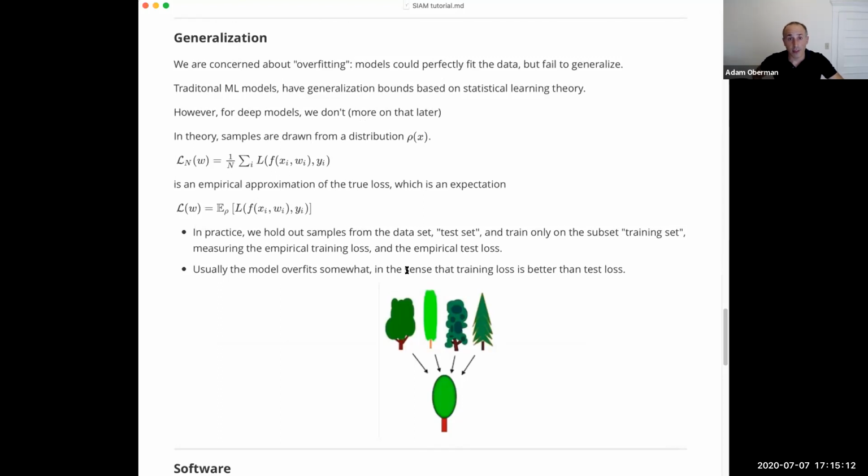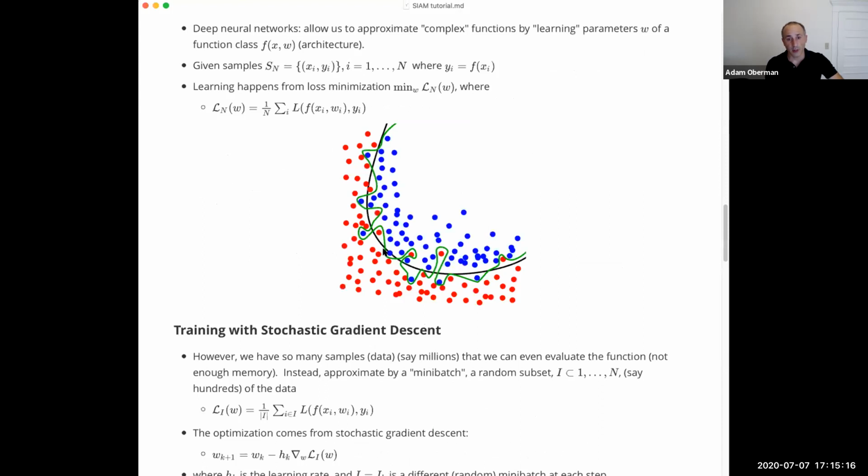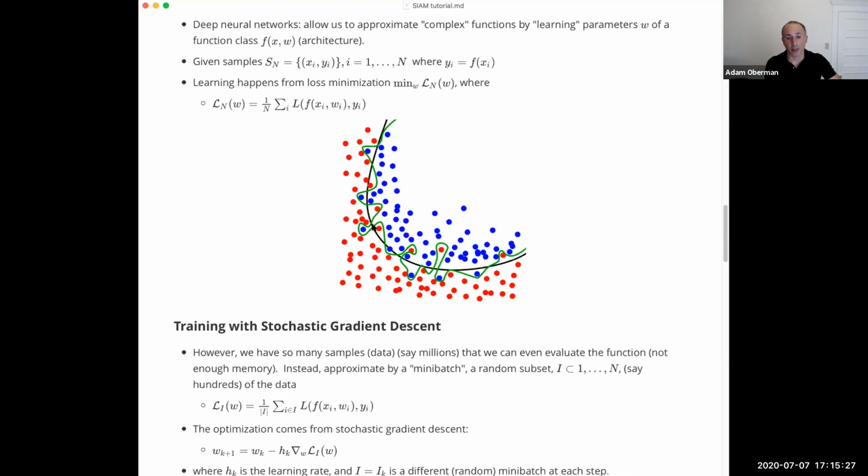Okay, so generalization: we don't want our models to overfit. Let me go back to this picture. This green line is a schematic illustrating overfitting. The model tried so hard to fit every point that somehow it doesn't generalize as well to other samples, which we imagine being the black ones.